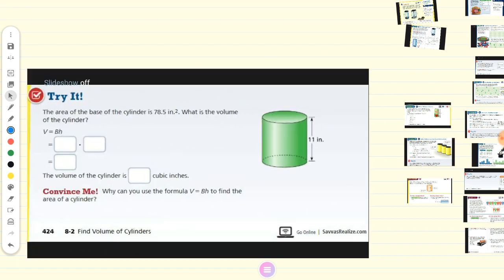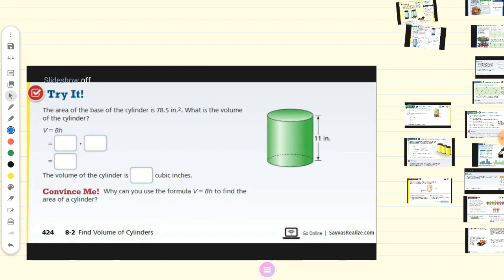The right one says to find the area of this one, but he already gave me the base area, so this is the B. We don't have to find the radius, since he gave me the area directly. What is the volume? And H is here.